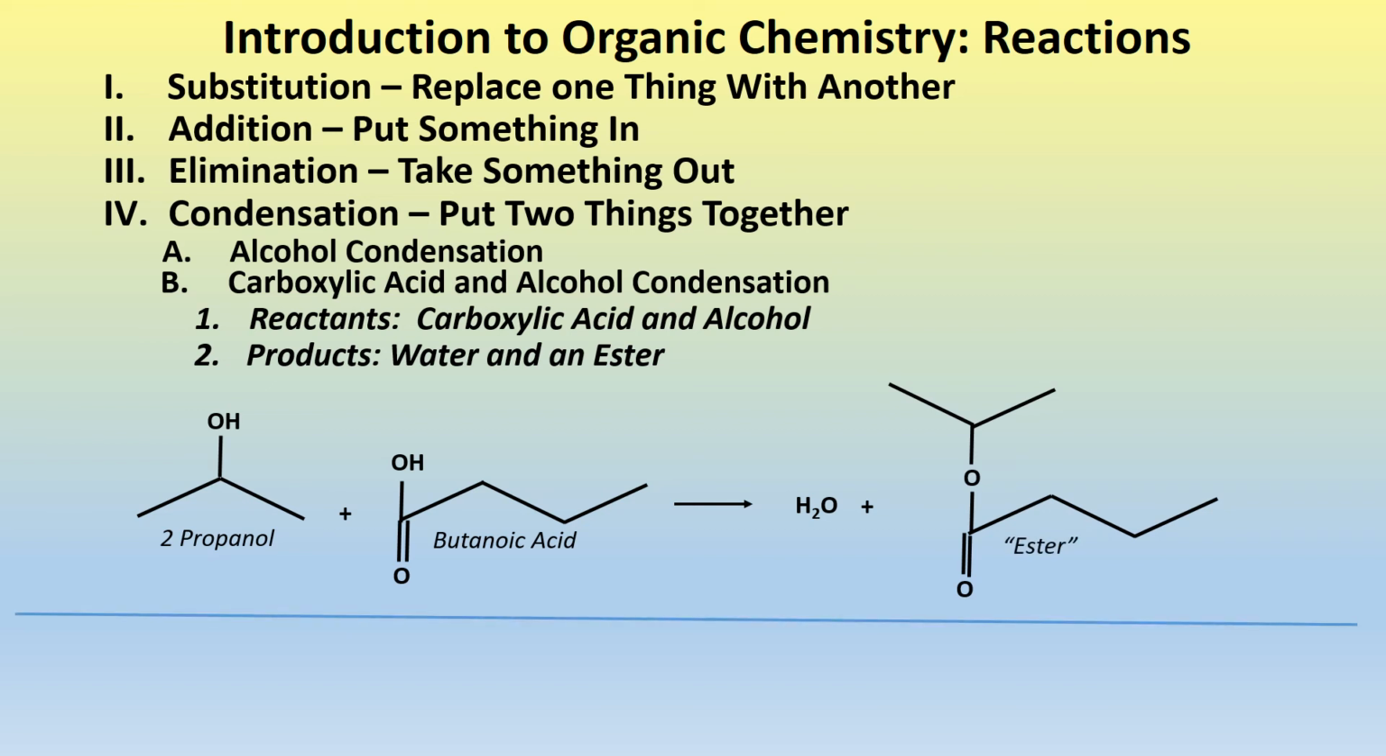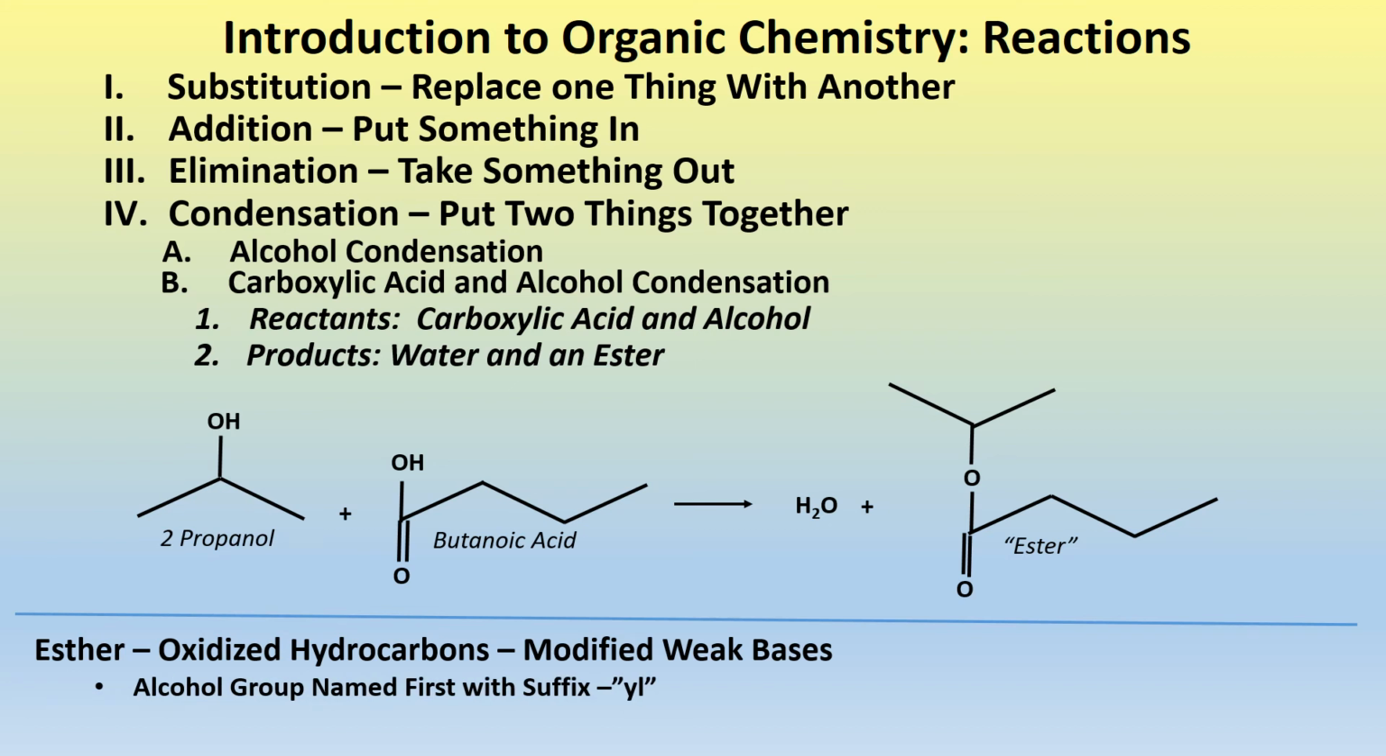An ester is another type of oxidized hydrocarbon. It is treated as a modified weak base. The alcohol group is named first with the suffix -yl. The acid group is named last with the suffix changed to -ate to indicate the weak base. So the alcohol, 2-propanol, after losing the OH, becomes a 2-propyl group. And after losing an H+, butanoic acid becomes 1-butanoate. So the name of the product is 2-propyl 1-butanoate.